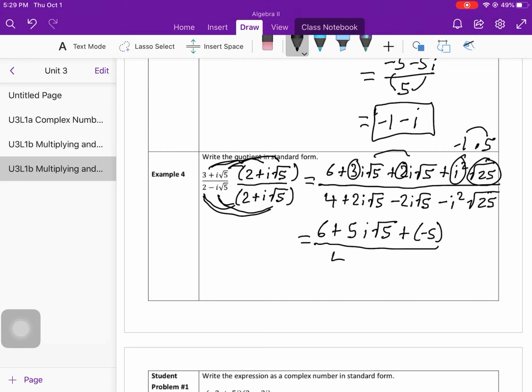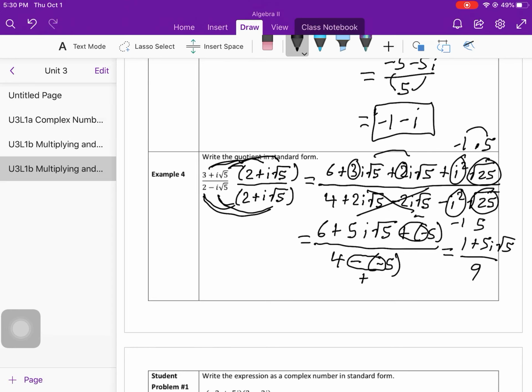Now the bottom, 4 stays the same. These two cross each other out, and we get, this is negative 1. So we get minus, and then this is 5. So if you multiply those, you get negative 5. But since we have two negatives here, this ends up being a plus. So let's simplify. This part right here ends up being minus 5. So 6 minus 5 is 1, plus 5i square root of 5. And then the bottom, 4 plus 5 is 9.